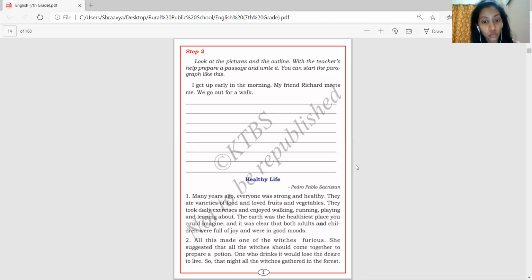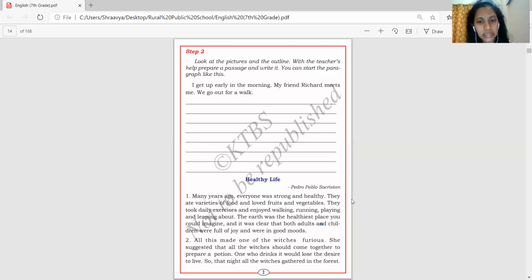They ate varieties of food and loved fruits and vegetables. So, to remain healthy, it's necessary to eat a balanced diet. You need to eat fruits and vegetables. Vegetables meaning like suppu, you need to eat on a daily basis. They took daily exercises and enjoyed walking, running, playing, and leaping about. So, why did we write a few lines on morning walk before starting off this unit? Is because it is important to go on morning walks or to exercise to be healthy.